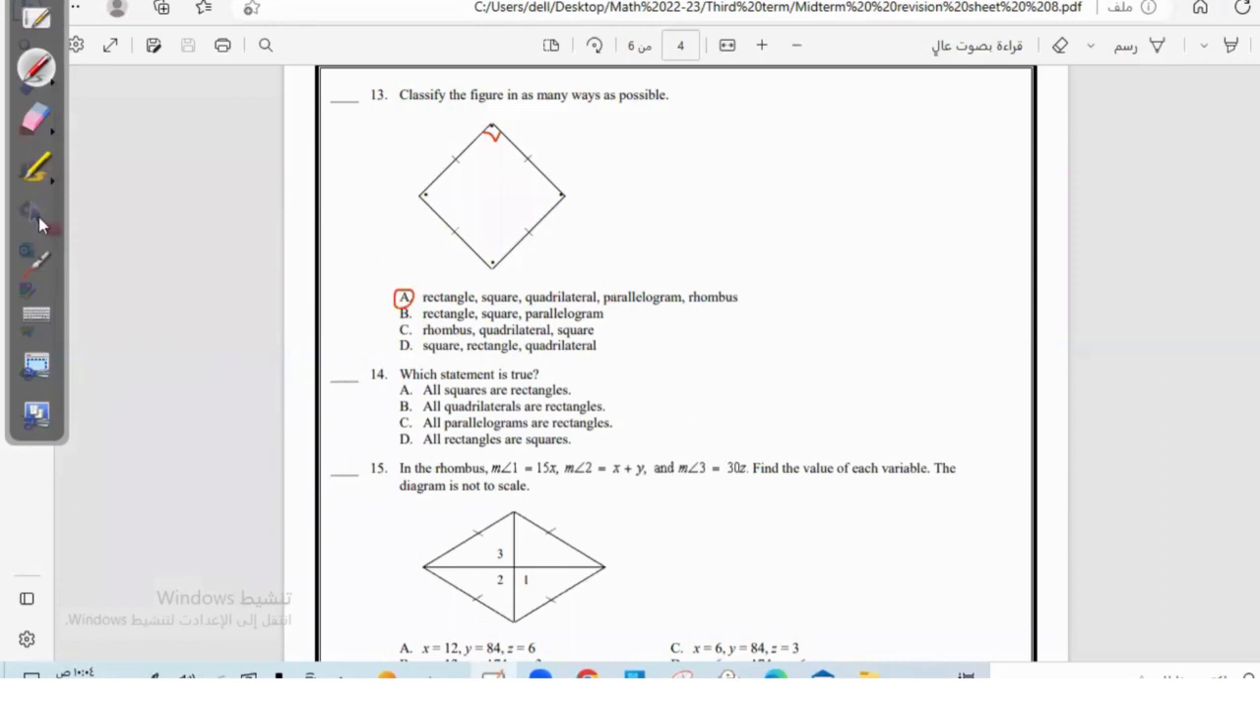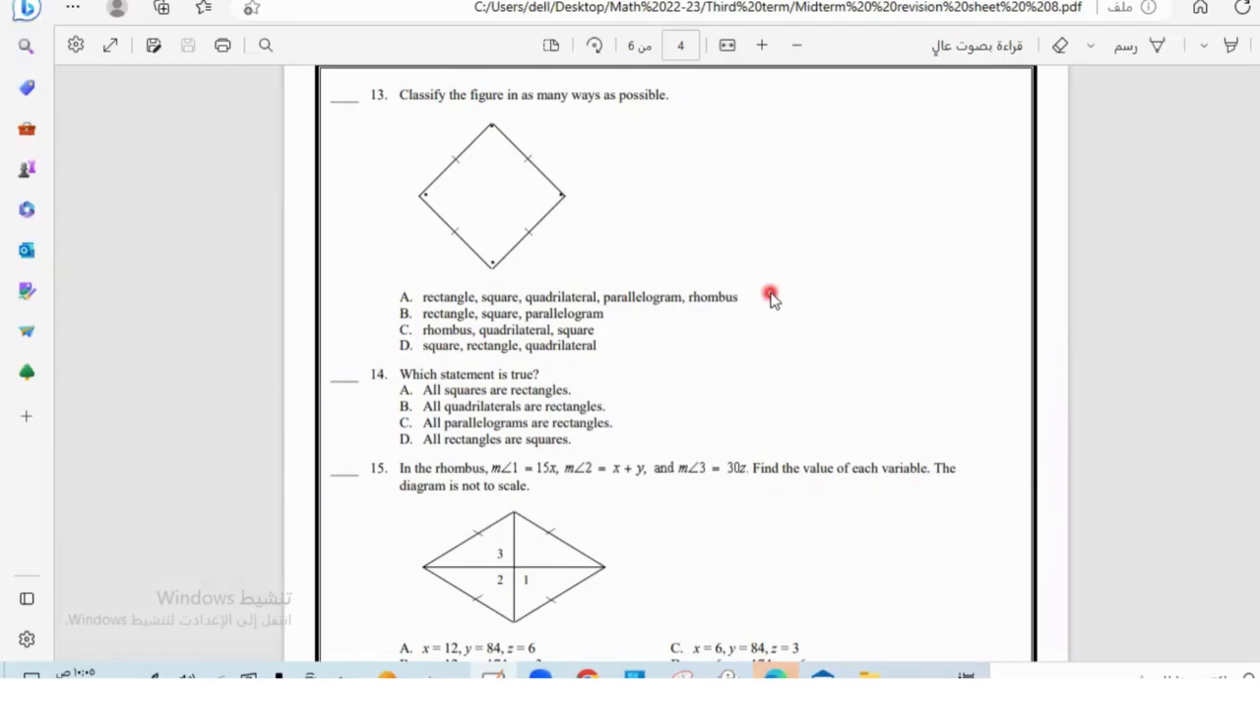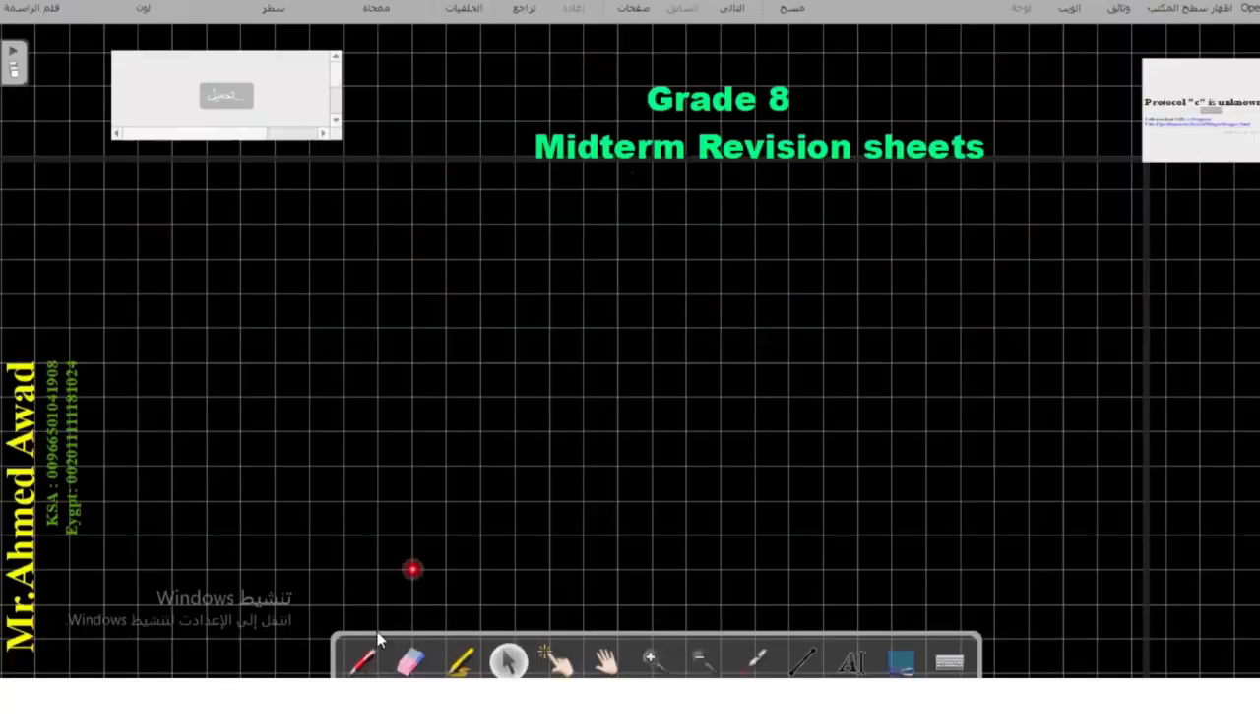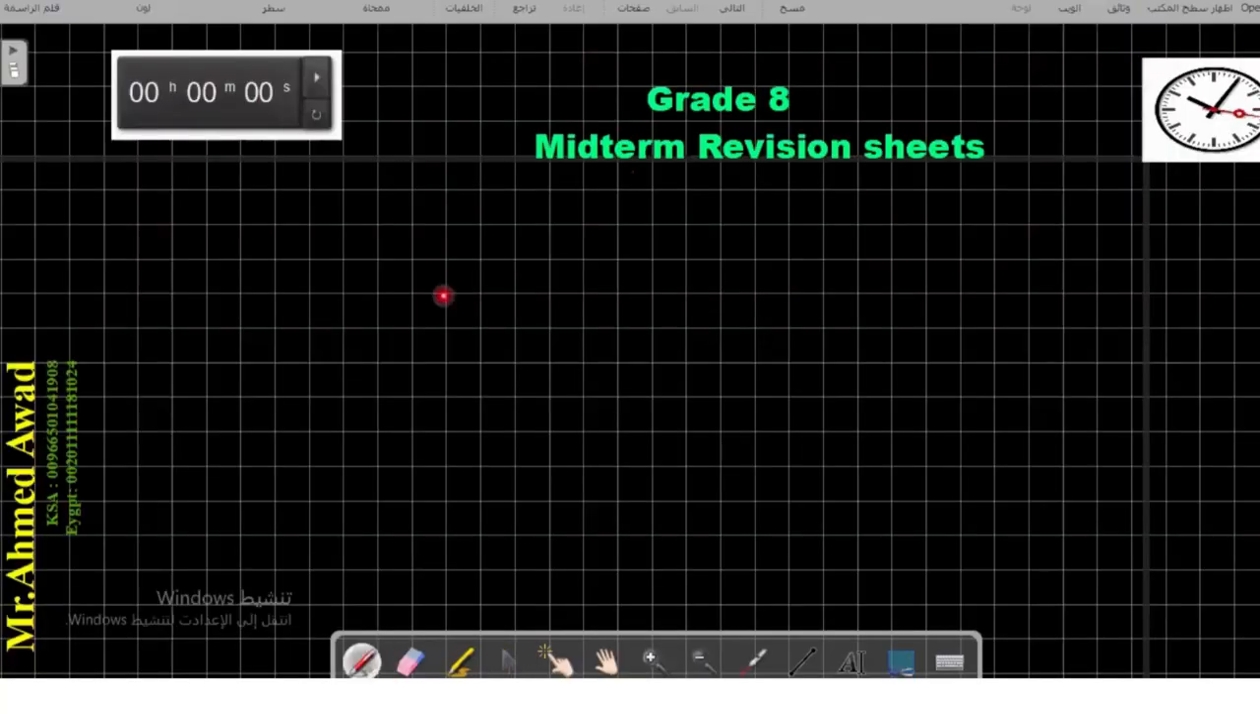What about number 14? Which statement: square, rectangle, quadrilateral, parallelograms are rectangle or square? Yes, I think A. Why A? Do you remember? Squares. Yeah, so in this case, I said before we have how many families?